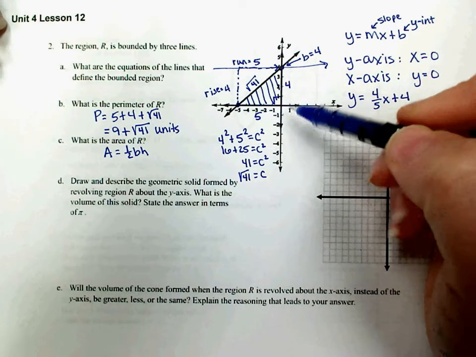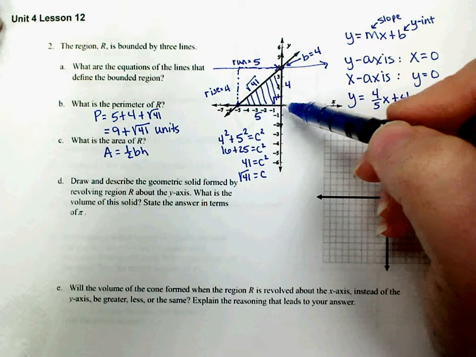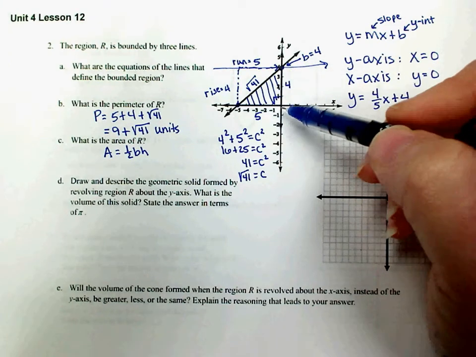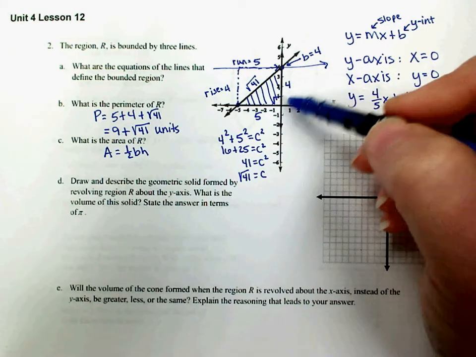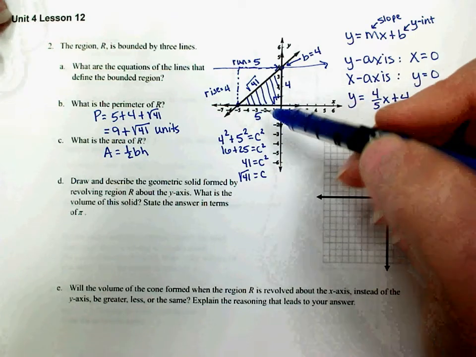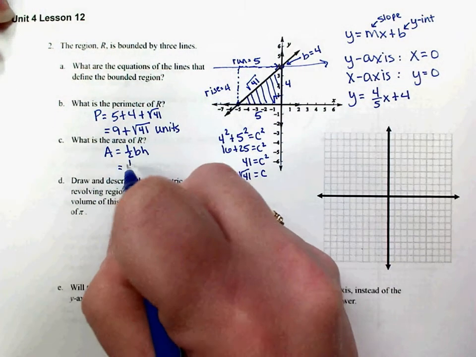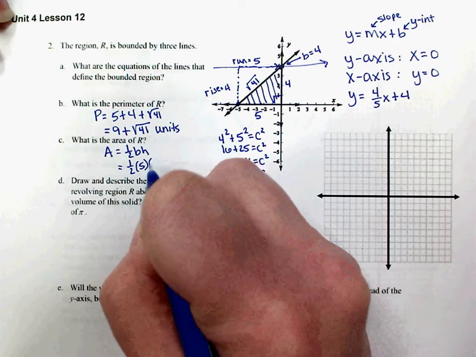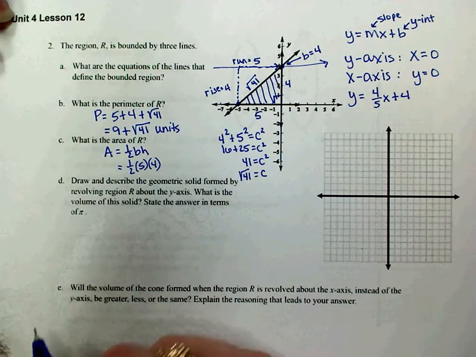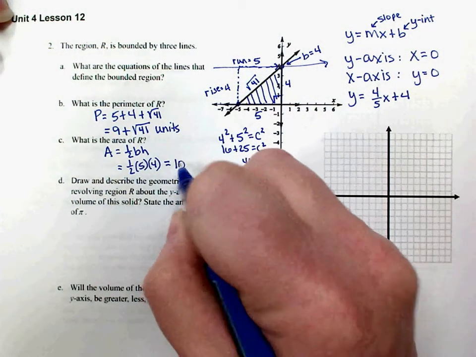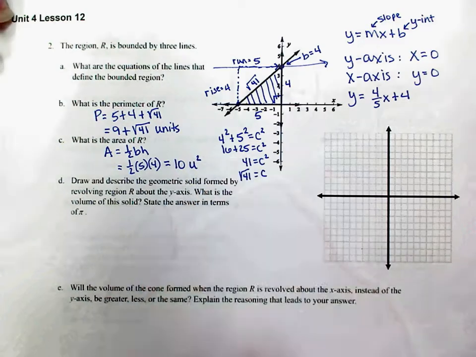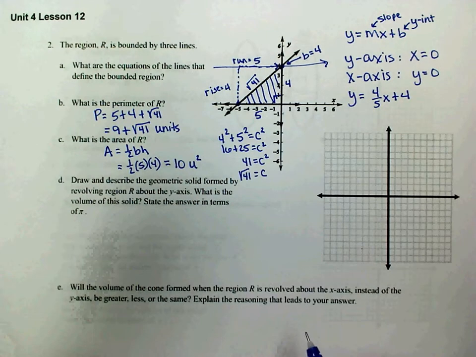Remember, your height's not always a side of the triangle. That only occurs when it's a right triangle. So since we have a right triangle, 4 would be my height, 5 would be my base. So I'll have 1/2 of 5 times 4. 5 times 4 is 20. Half of that is 10. So we'll have 10, and my units would be squared since we're talking about area.